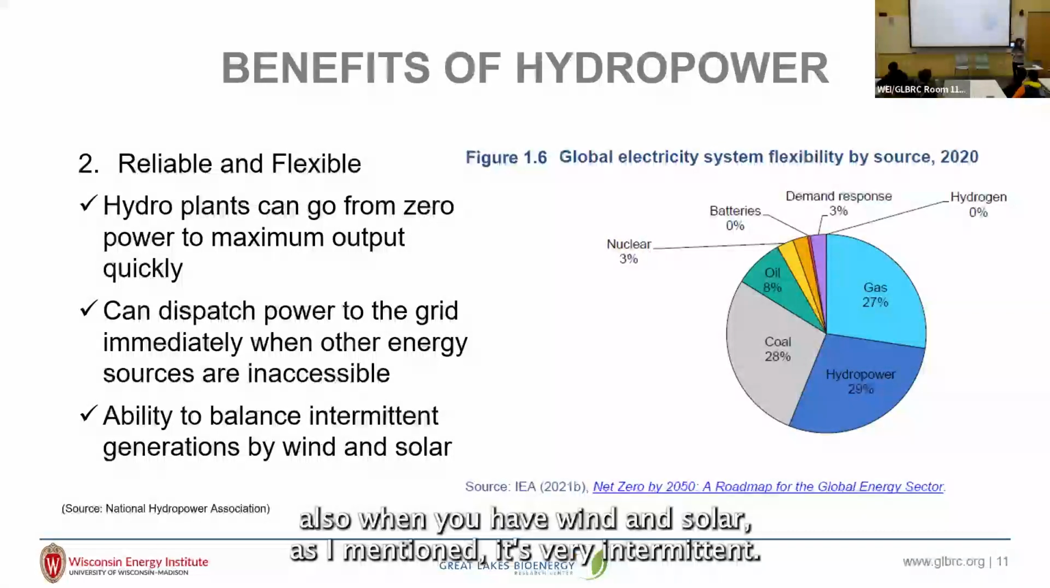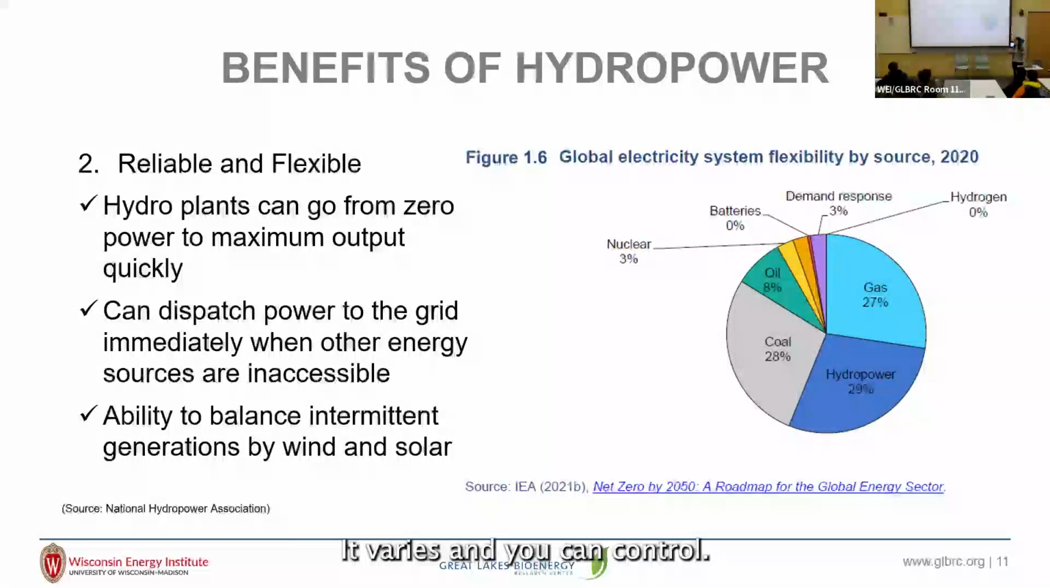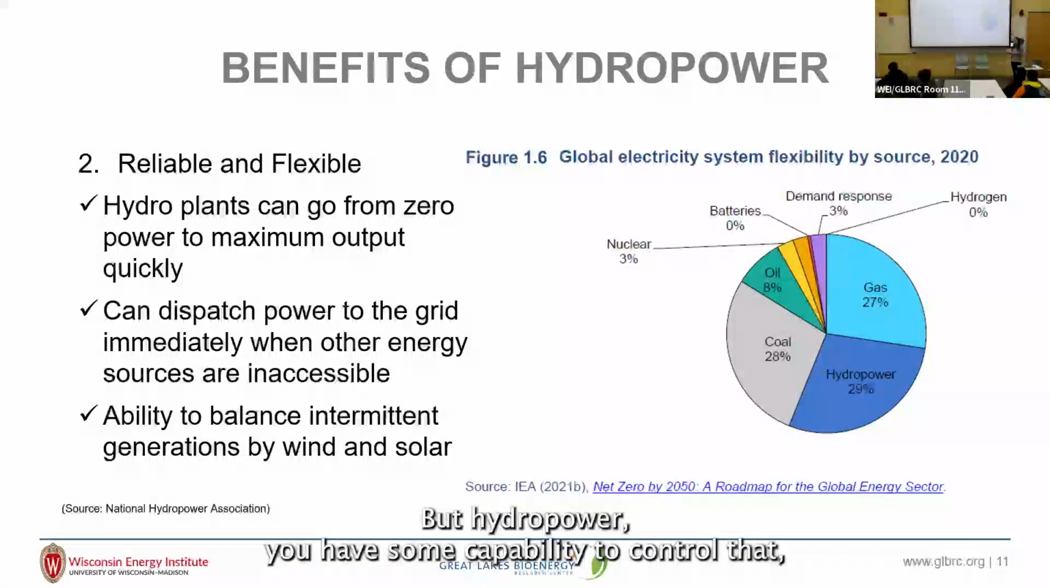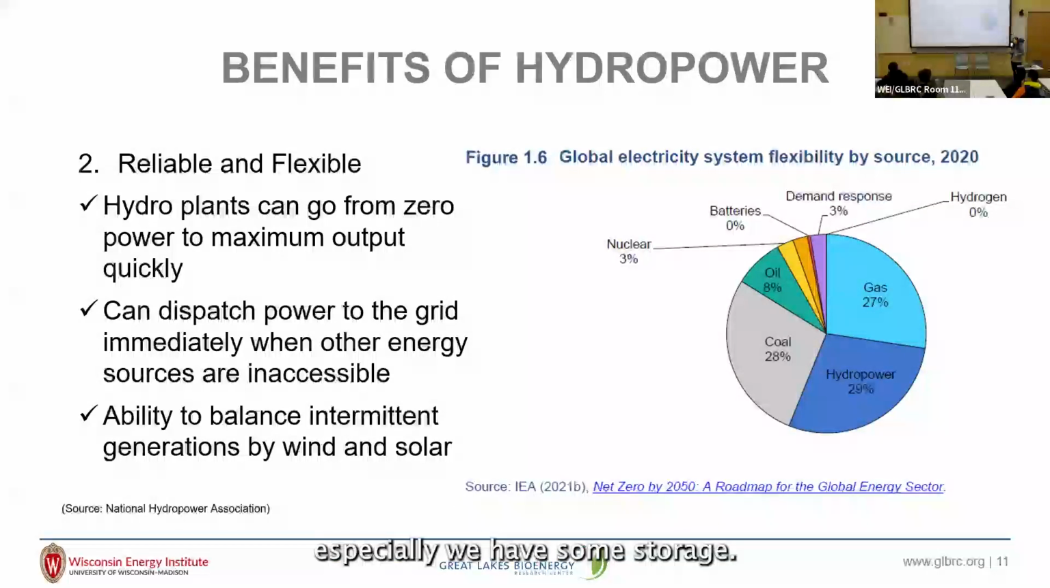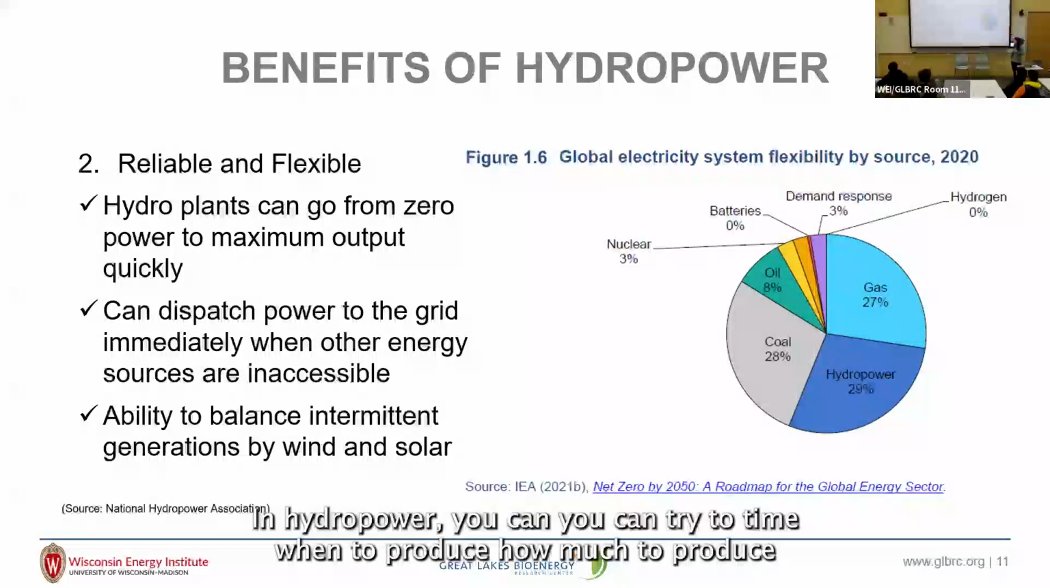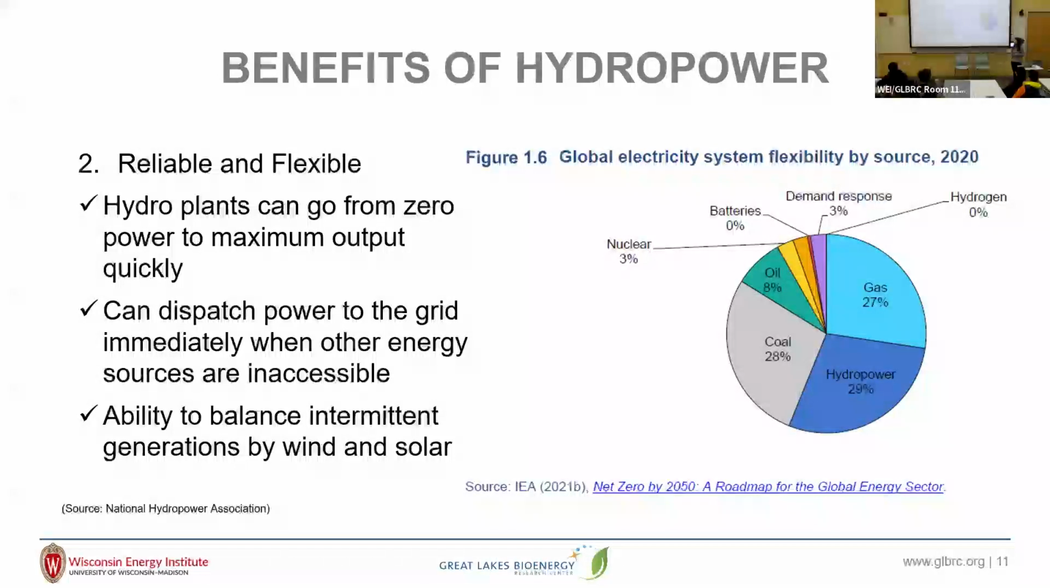And also, when you have wind and solar, as I mentioned, it's very intermittent. It varies and you can't control it. But with hydropower, you have some capability to control that, especially when you have pump storage and hydropower. You can try to time when to produce and how much to produce for some of the hydropower-capable plants.